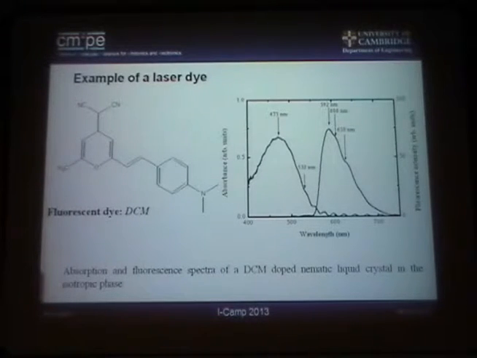An example of a laser dye is DCM, one of the workhorses that's been used for liquid crystal lasers. The reason for this is it's very soluble in liquid crystal hosts, and also it has a very broad fluorescence spectrum, so you've got quite a broad range of wavelengths over which you can emit. This is a typical measurement we might do when we're assessing new dyes or new dye structures. We look at the absorption curve here, which gives us an indication of all the wavelengths that we can pump at. And then this is the fluorescence curve showing all the wavelengths that we can potentially emit at.